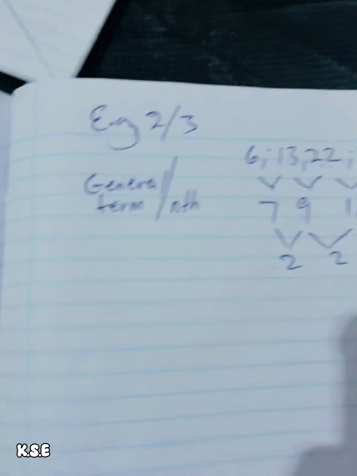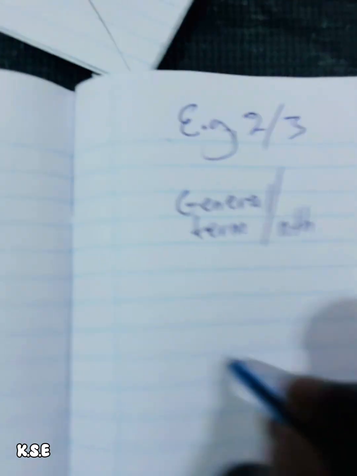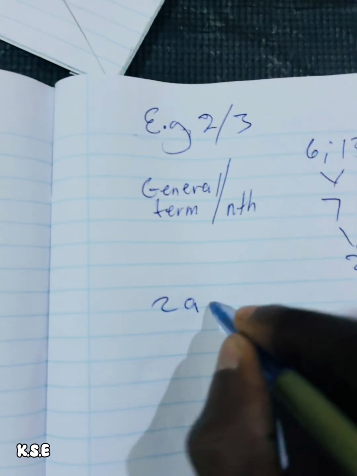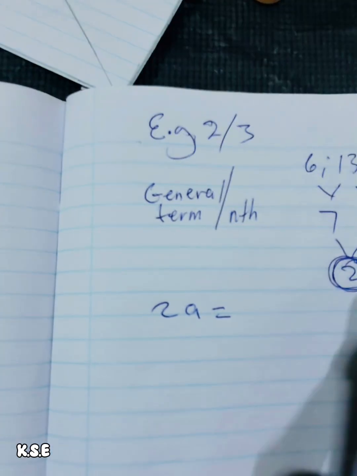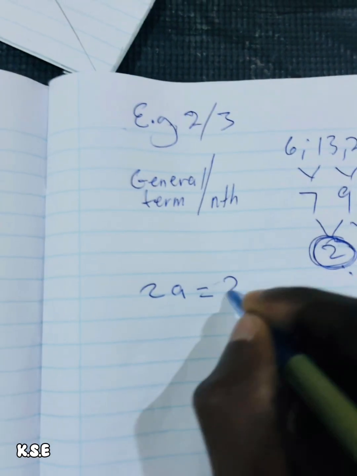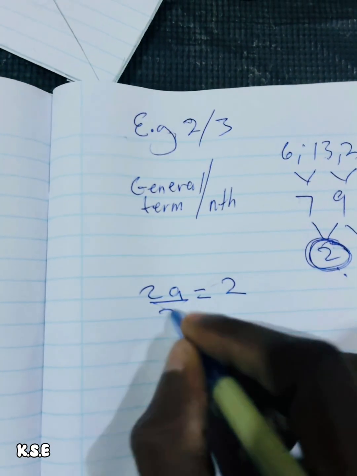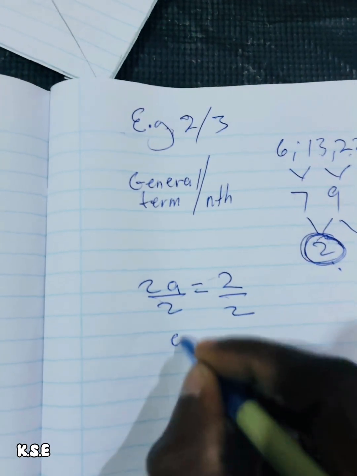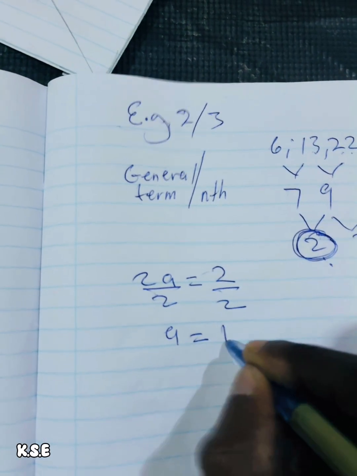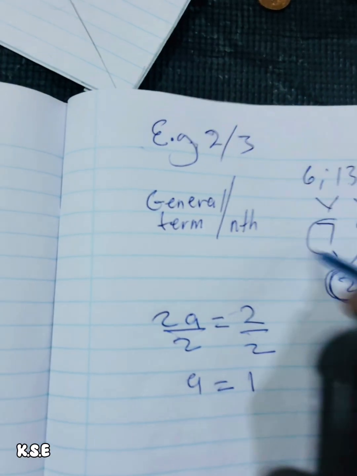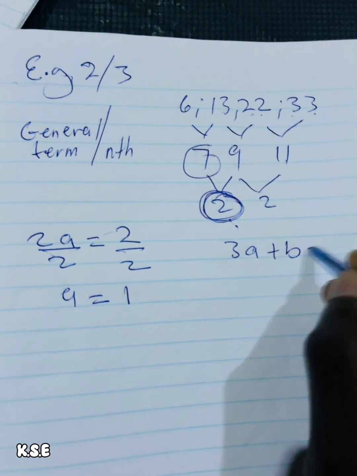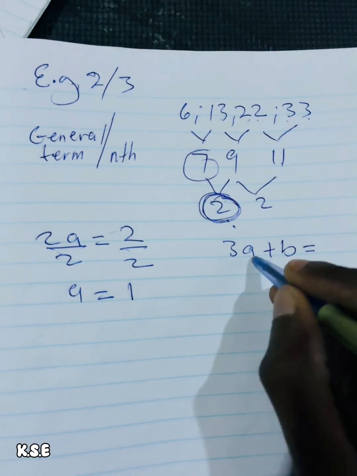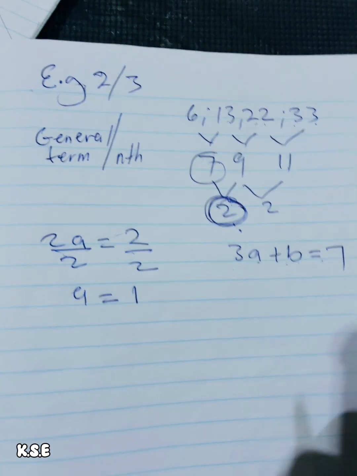So we have that. Now we're going to do the same thing we did on the other side. 2a is equal to the second difference, which is 2. So we're going to divide by 2, divide by 2. So a is equal to 1. Then we're going to look for b. We're going to say 3a plus b is equal to 7.